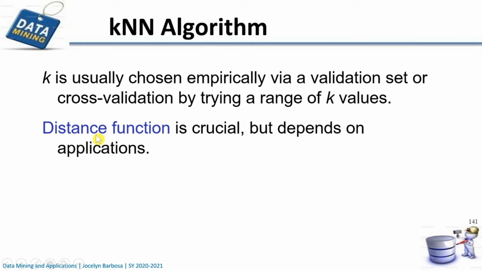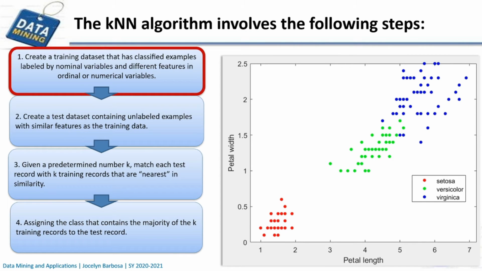So we are talking about the distance function. The distance function is crucial, but it depends on the application. We are dealing with distance similarity in this case. The KNN algorithm involves the following 4 steps, and this is quite familiar because we already used it in the previous classification methods, such as the decision tree and naive Bayes. So we might as well make use of this.